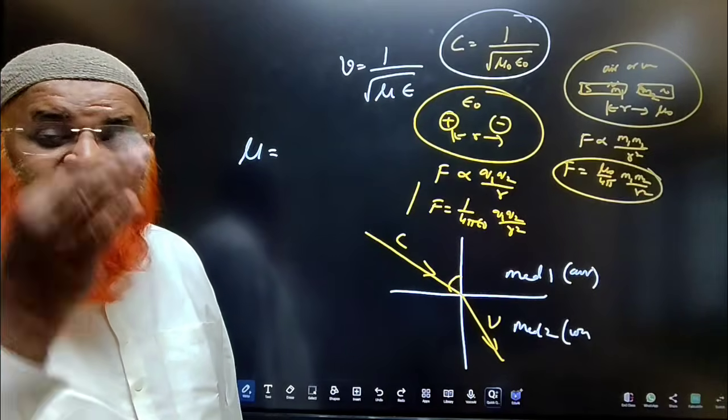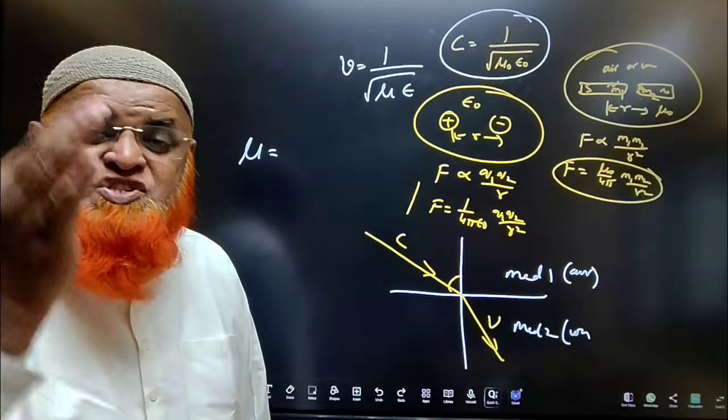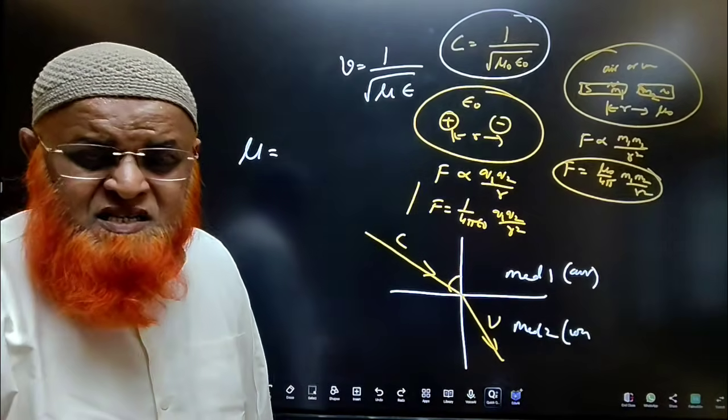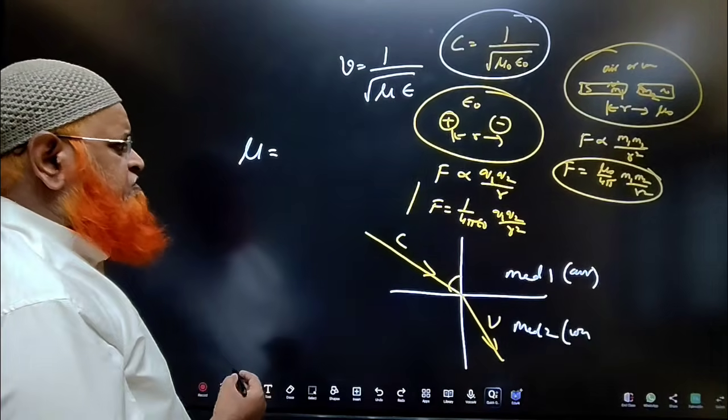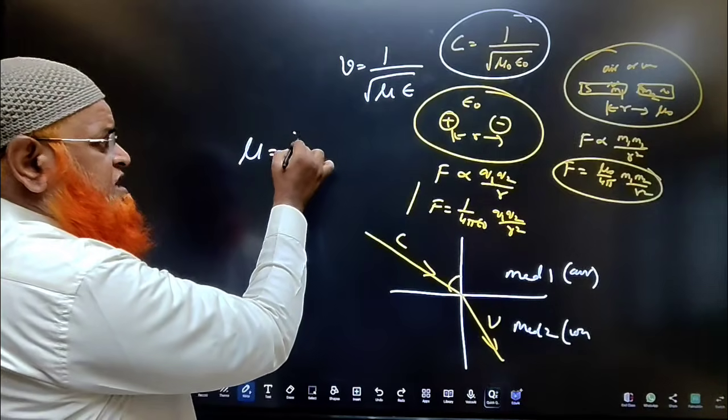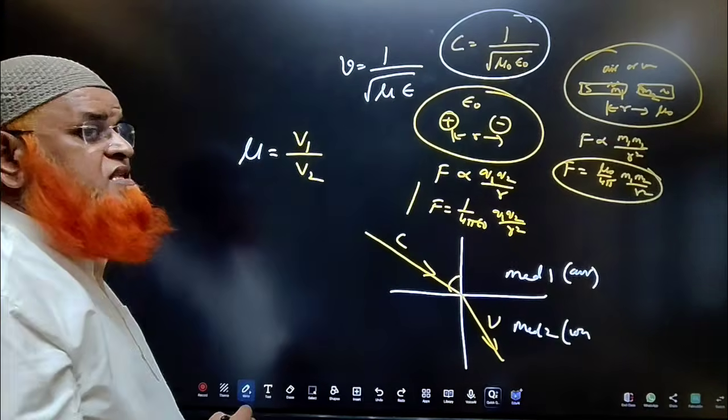Refraction is a process where light bends because of a sudden change in velocities, either a sudden decrease or a sudden increase in velocities. So, what is the formula for mu? Velocity of light in the first medium to the velocity of light in the second medium.